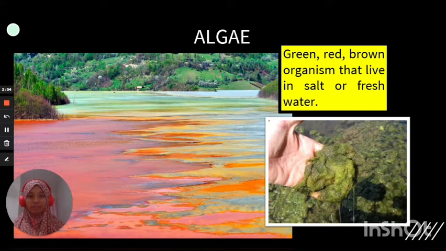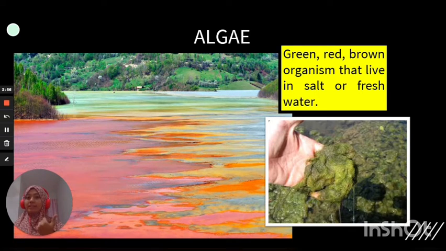Okay, first one, algae. So this is algae. You can usually find algae in salt and fresh water. Algae can also be found on land, in wet areas. Blue algae, brown algae, red algae. But not all algae are plants.